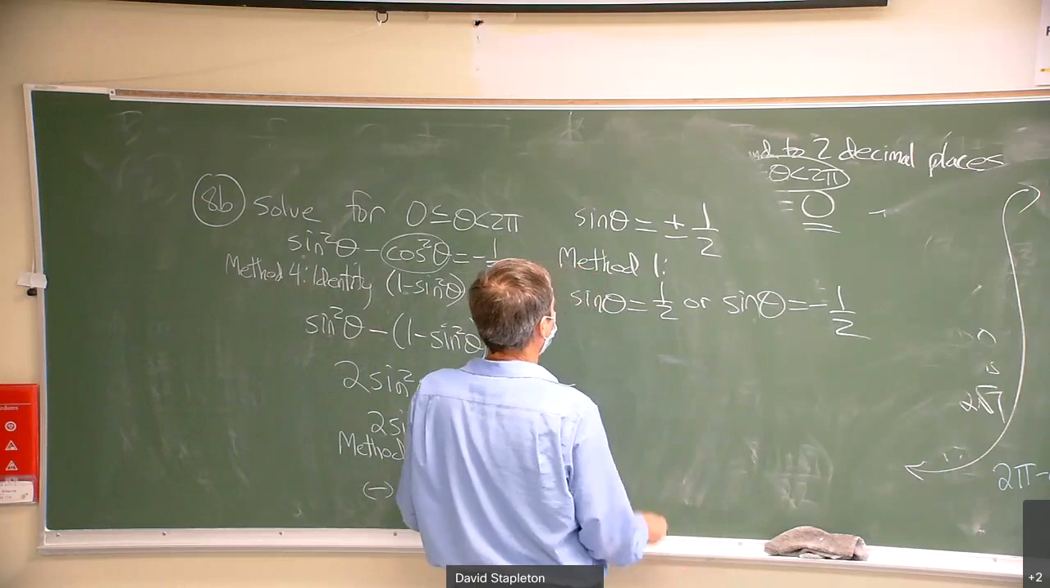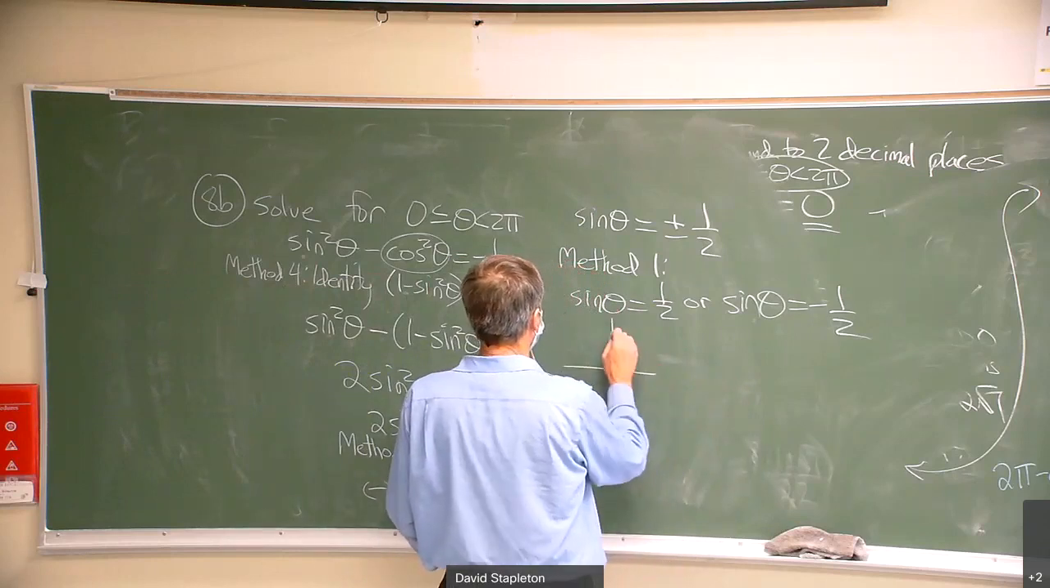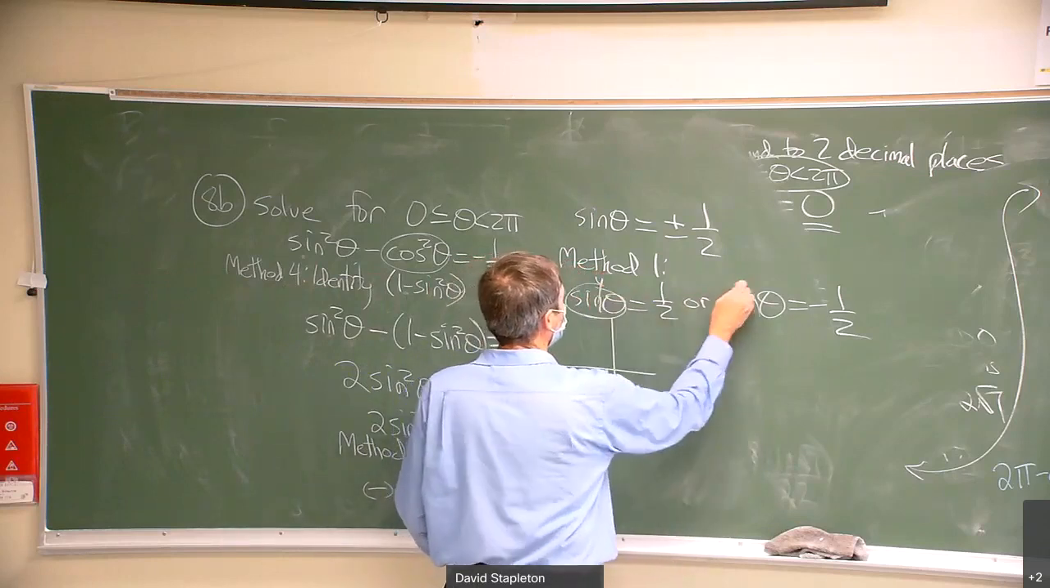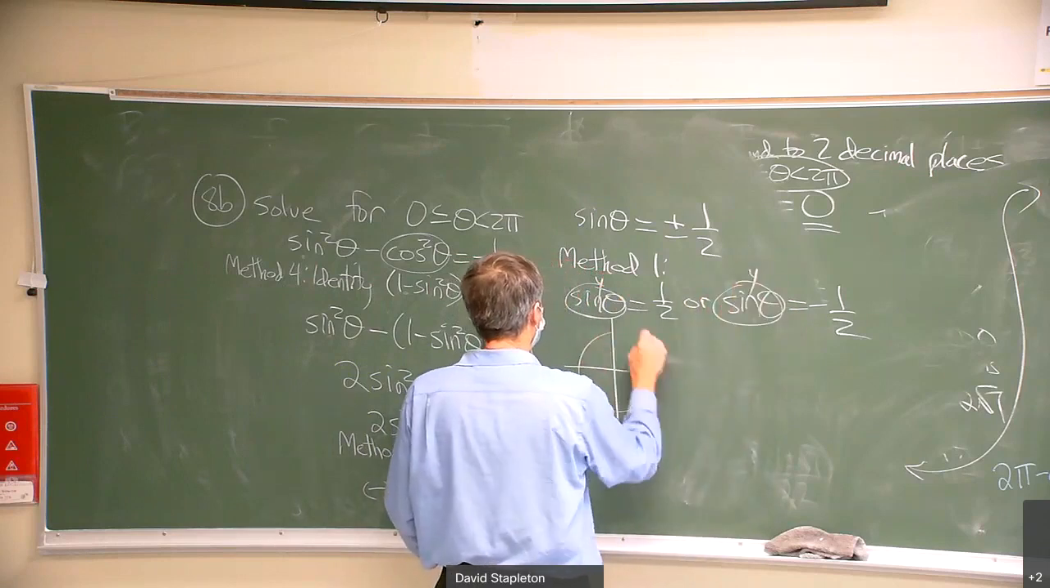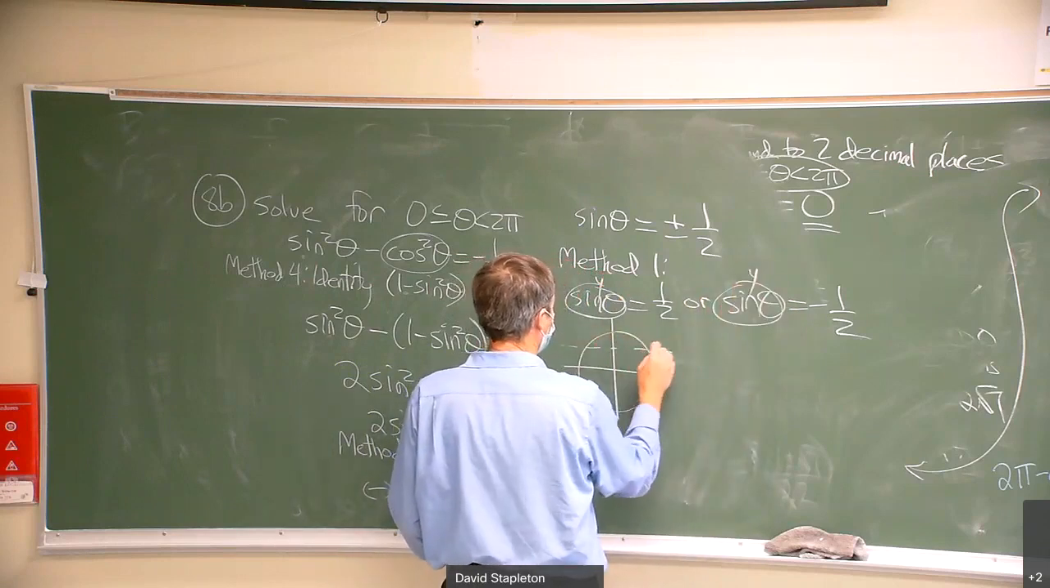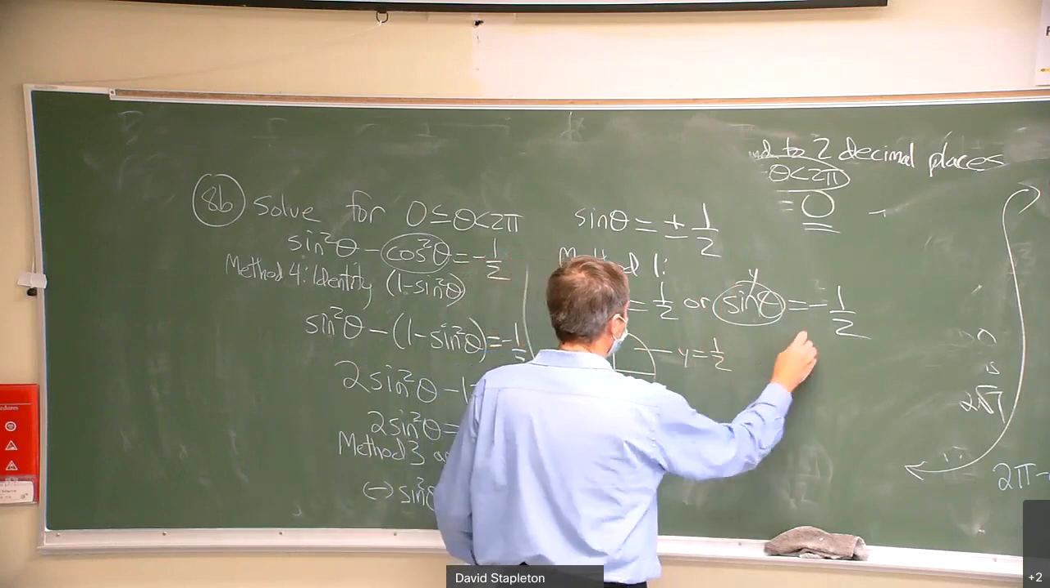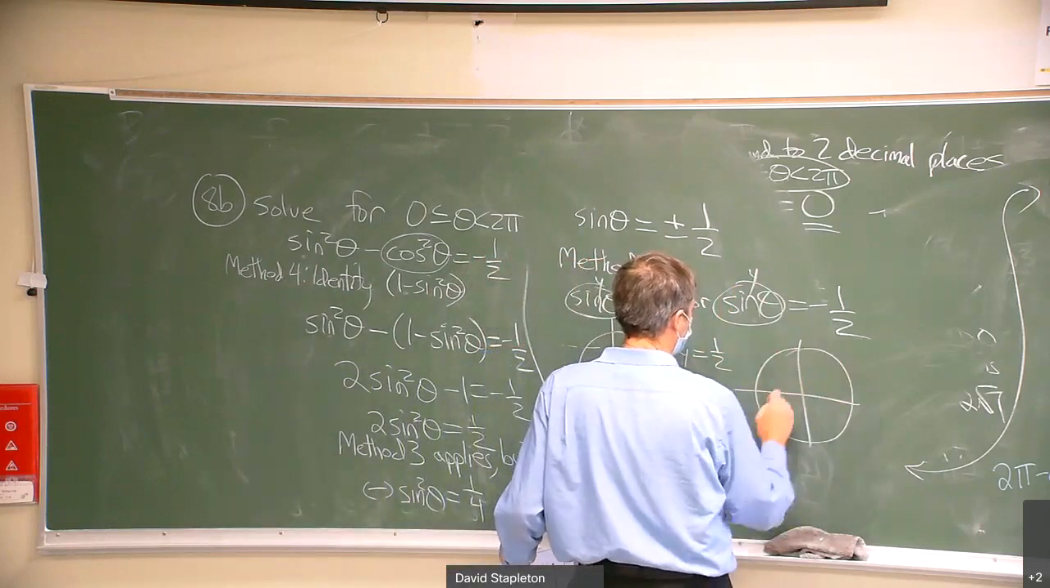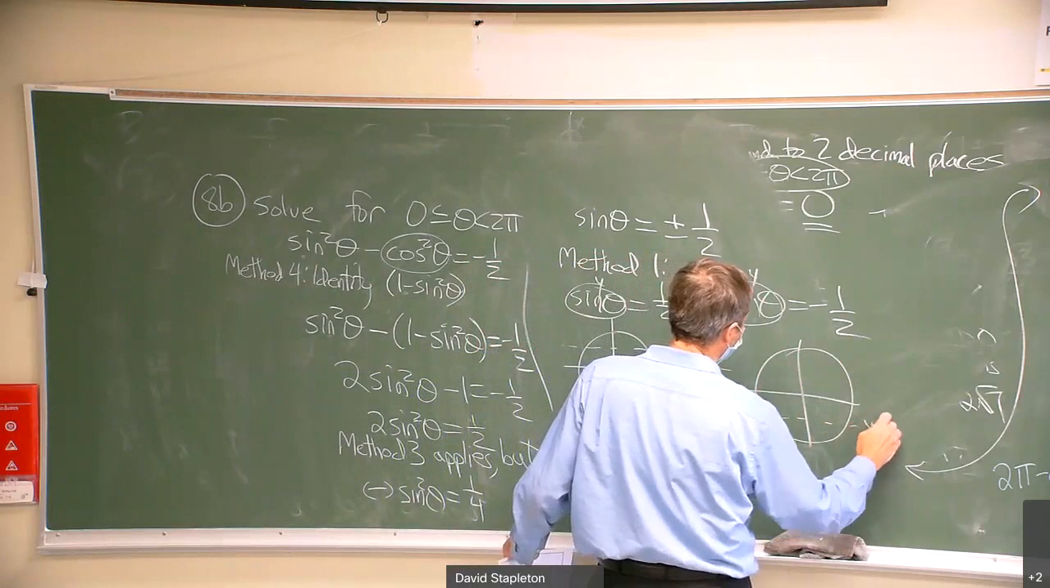All right. Now method 1 means solve it on the unit circle. Sine theta is the y coordinate. So on this one, I look for y coordinate a half, halfway up to the top of the circle. And on this one, I look for y coordinate equal minus a half, halfway from the middle to the bottom of the circle.